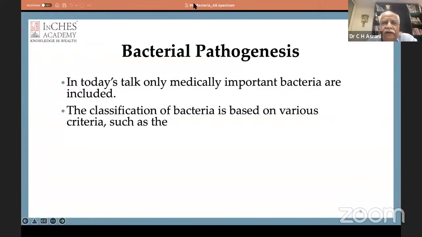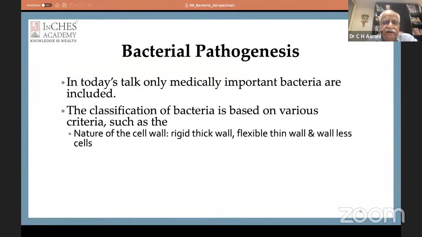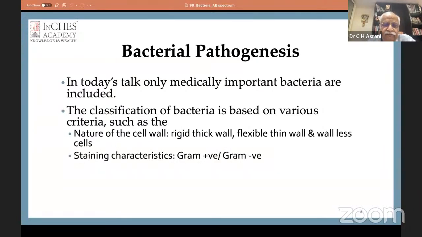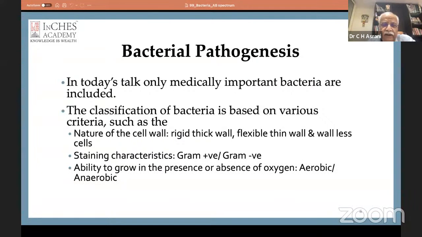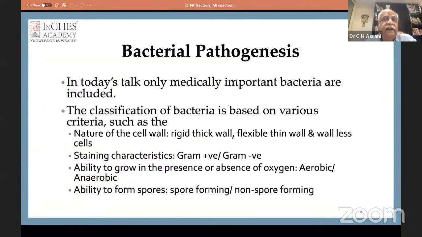The classification of bacteria is based on various criteria, such as the nature of the cell wall. Is it a rigid, thick wall? Is it a flexible, thin wall? Or is there no wall? Then staining characteristic: gram positive, gram negative. Ability to grow in the presence of oxygen or without oxygen: aerobic, anaerobic. And ability to form spores: spore forming, non-spore forming.